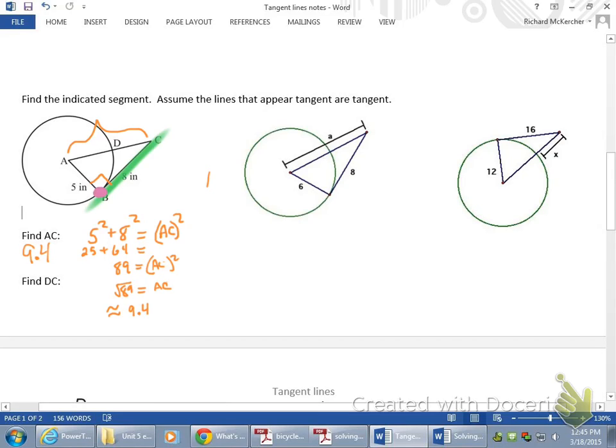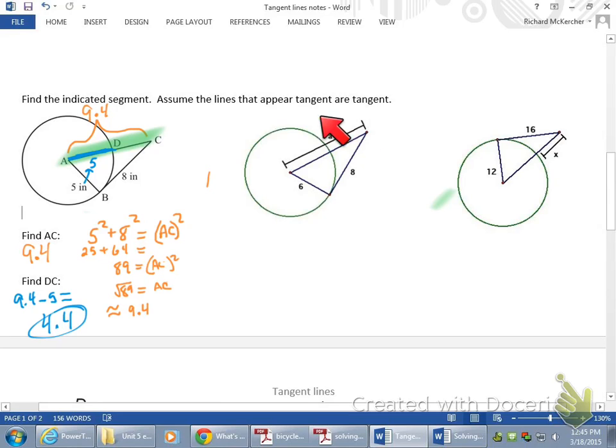Now, my second question is to find DC. Notice, DC is this little piece right here. I just found the whole piece, AC, to be 9.4, but DC is this little piece. How am I supposed to find DC? What I have to notice is AD is a radius, just like AB is a radius. So if AB is 5 and the radius is 5, that means this also has to be 5. And because now I know that's a 5, I can subtract to find out that DC has to be 4.4. Alright, chew on that for a while and take a look. We're going to check out these.